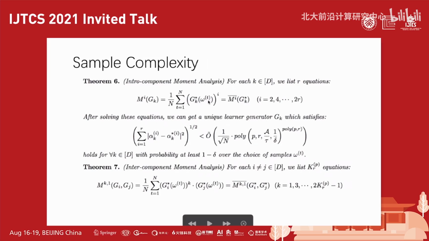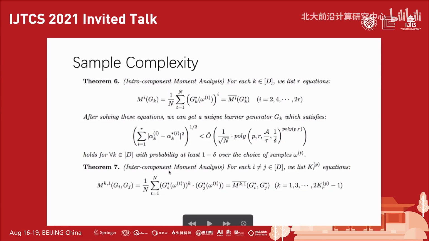To answer this question, first we study the intra-component moment analysis, of course with some kind of errors. If we list R equations, the ith order moment of Gk equals the ith order empirical moment of Gk star, then after solving these equations, our alpha k's and alpha k stars will not be the same, but they will be very close to each other with this error. Although the constant will be large, like polynomial in R to the power of polynomial in R, for the sample size n it is of order 1 over square root of n. This is the intra-component moment analysis.